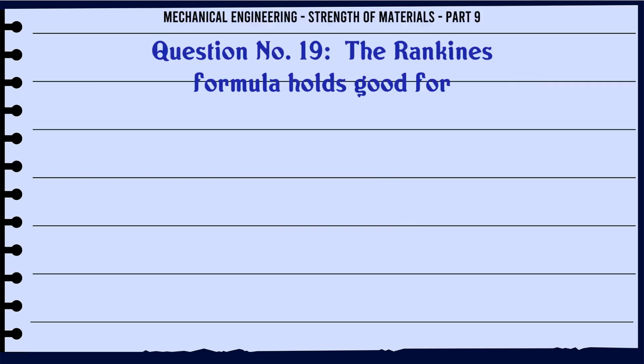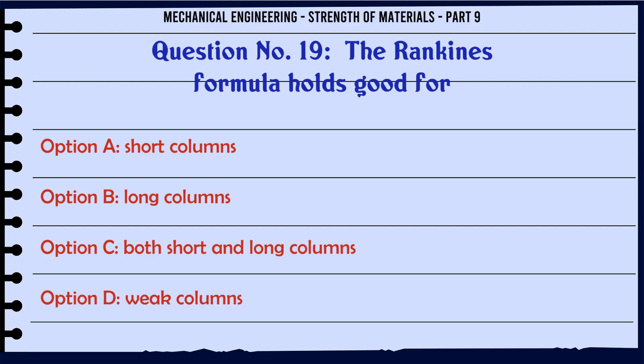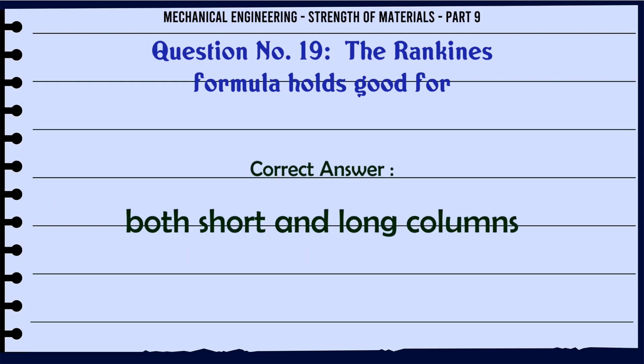The Rankine's formula holds good for: A. short columns, B. long columns, C. both short and long columns, D. weak columns. The correct answer is both short and long columns.